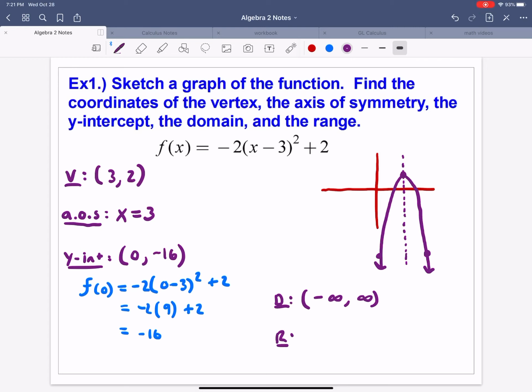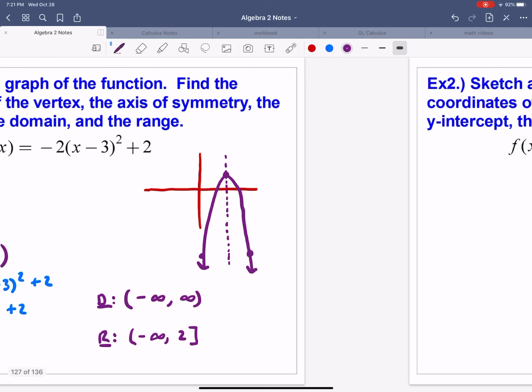And for my range, remember range, we always go floor to ceiling on the y values. So the floor, because it opens down, is negative infinity. And the ceiling is up here. It's going to be the y value of the vertex, which in this case is 2. And we use a bracket on the 2 because we can actually equal 2. It's in the realm of possibilities for us. So that's all the attributes that you need to know about vertex form.